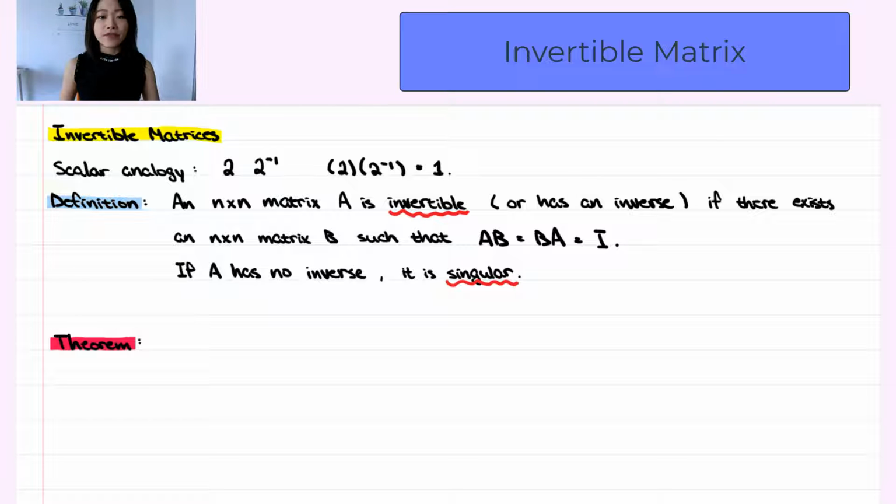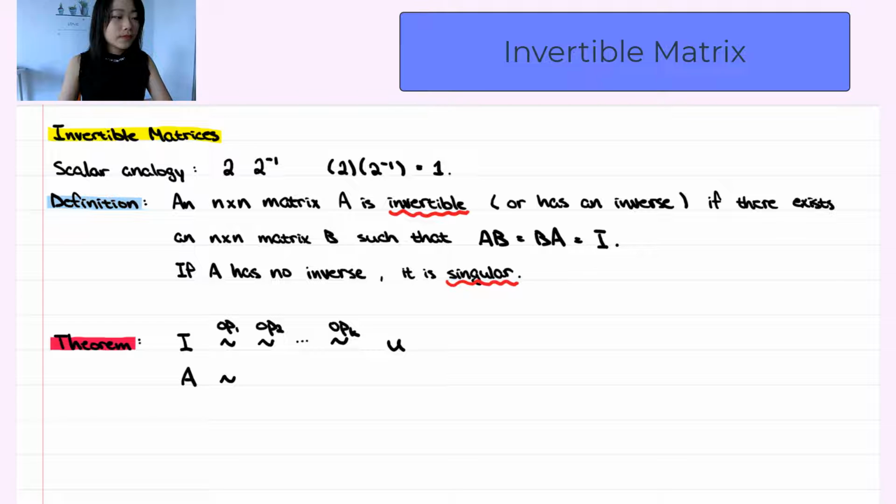Then how can we find the inverse of a square matrix? To find the inverse, we need this theorem. The theorem says, if I start from the identity matrix, and I perform a series of elementary row operations, let's name them op1, op2, and I did k operations, op_k, and finally I get to matrix U. Then, if I start from another matrix, for example A, and I perform the same series of elementary row operations, and with this series of elementary row operations, from A, I get to matrix B.